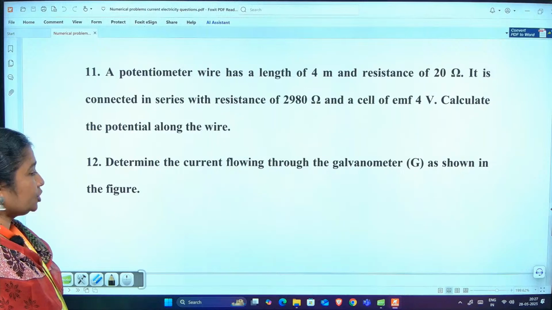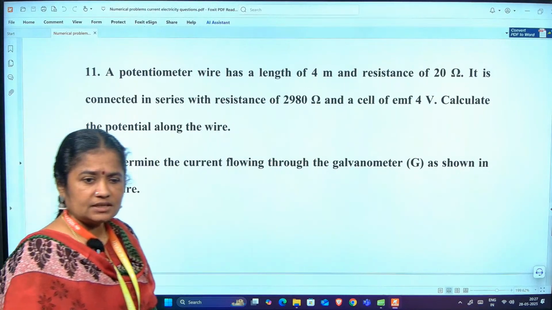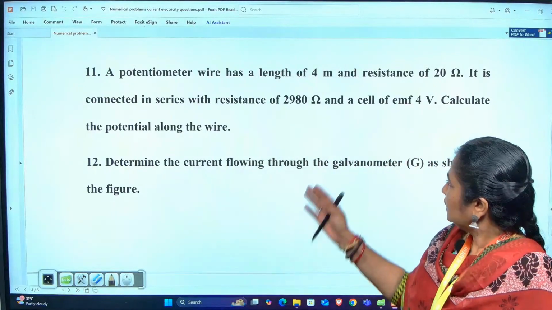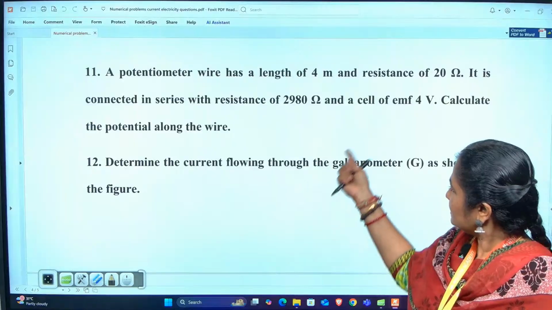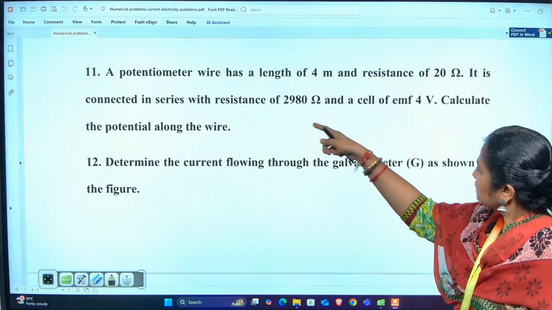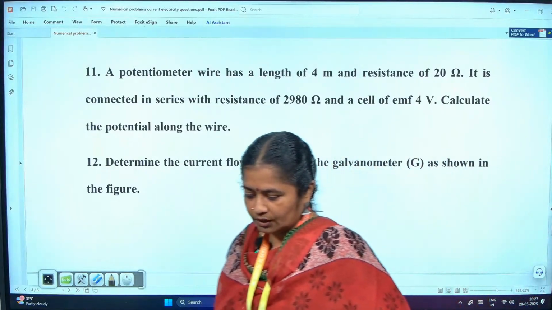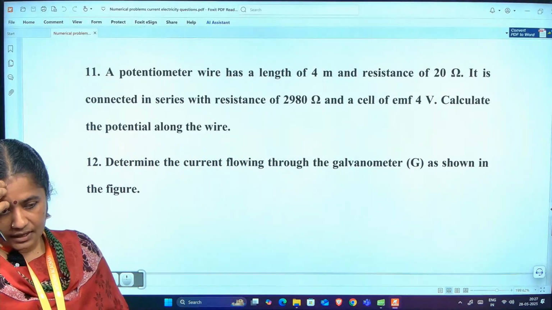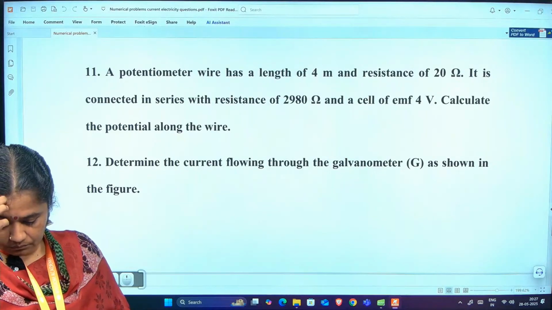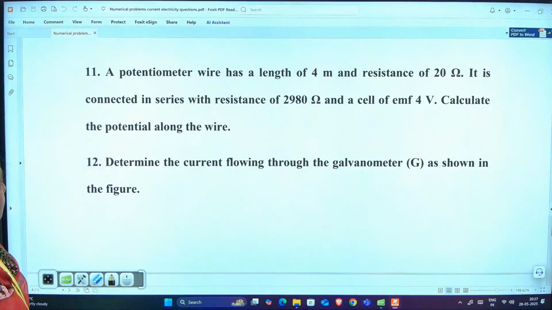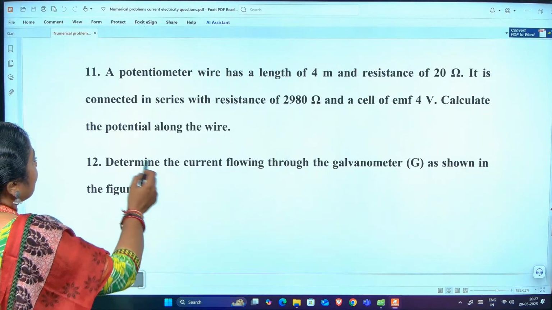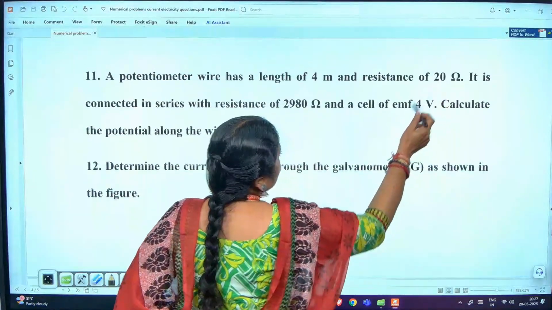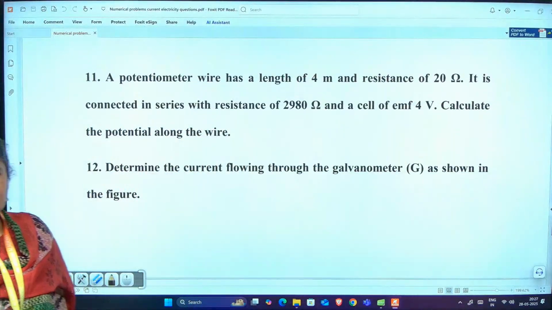What is the equation for potential? Potential V, according to Ohm's law, is equal to I into R. Now how to calculate I? I is equal to epsilon divided by whatever resistance you have in the circuit. They have asked for the potential across the wire, which means for R you have to take 20. V is equal to I into R, that R will be 20.